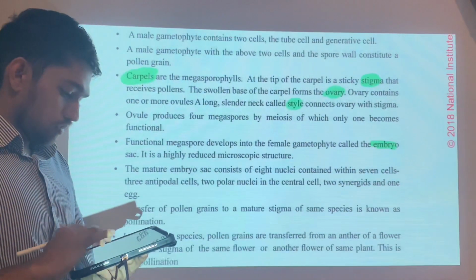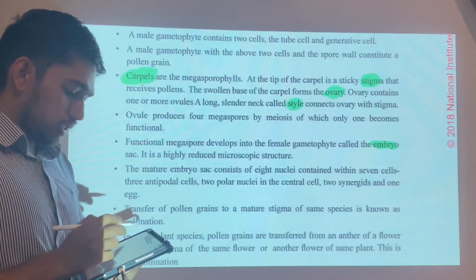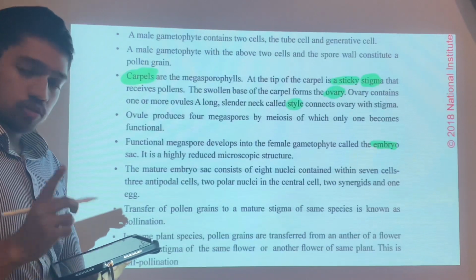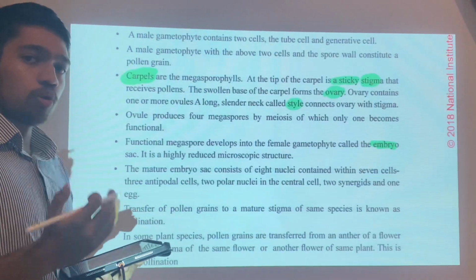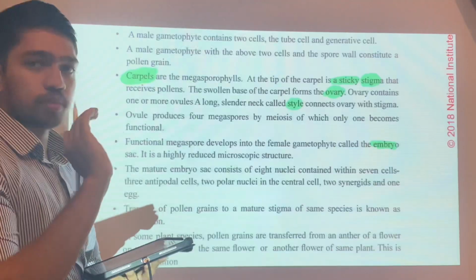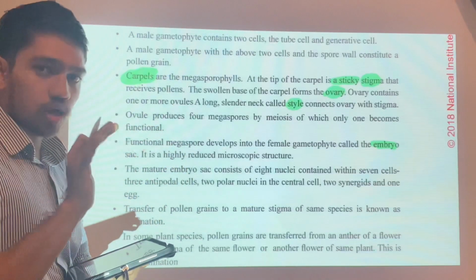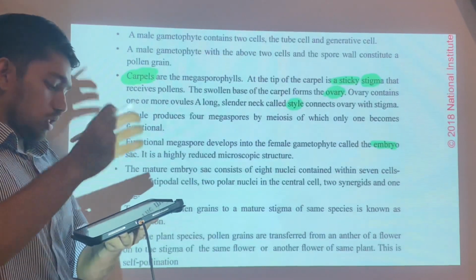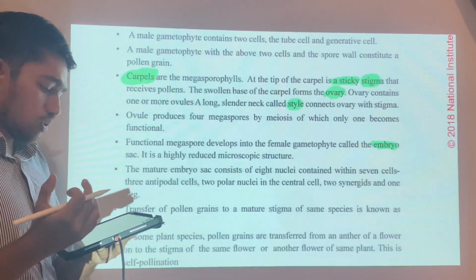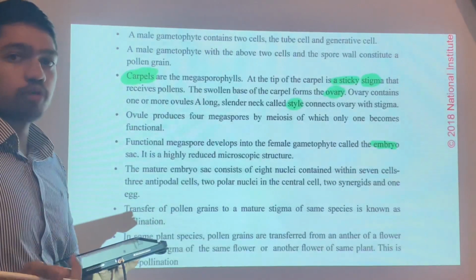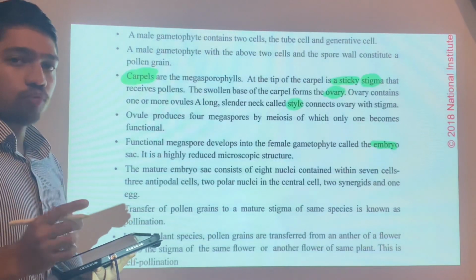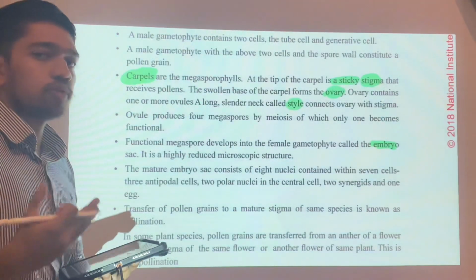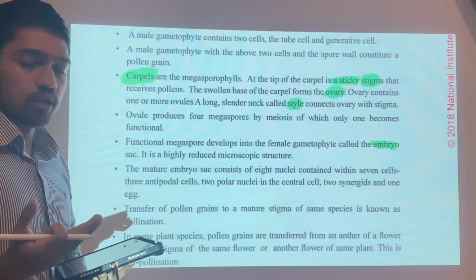The stigma is usually sticky. We'll come across this when we are doing fertilization. For pollination, the stigma is usually sticky to receive pollen, so the pollen that is dispersed by wind will get stuck on a stigma, and that will aid pollination. The base of the carpel has the ovary. The ovary is one of the most unique features of the flowering plant, and it will later become the fruit if the flower gets fertilized.